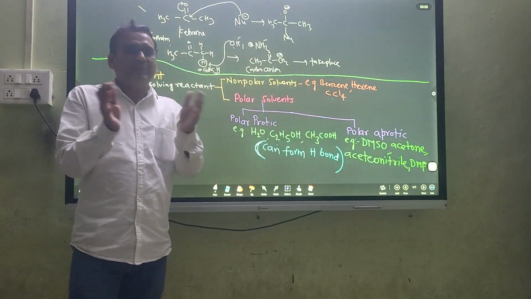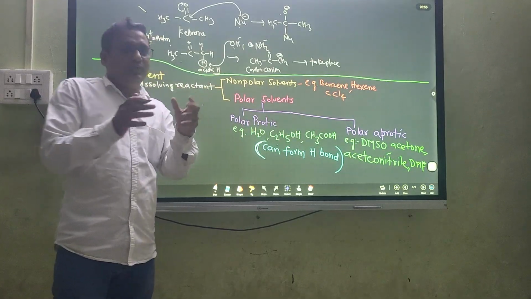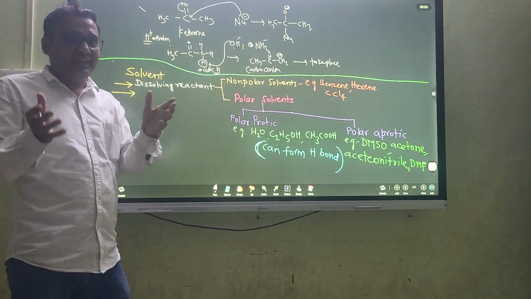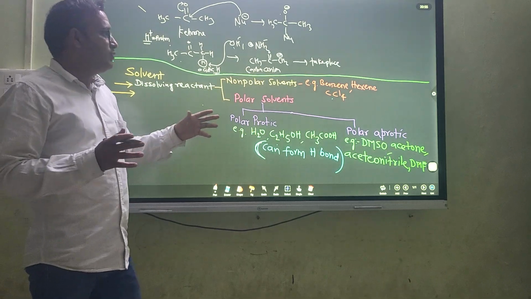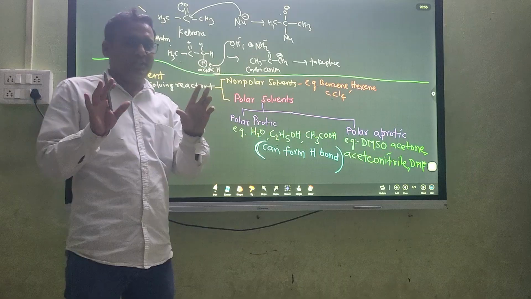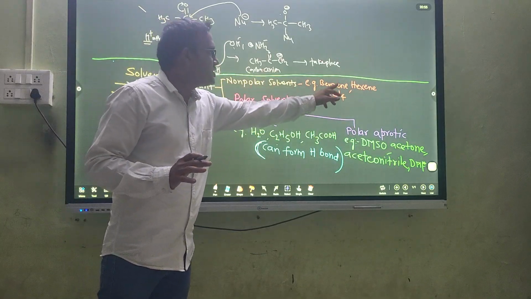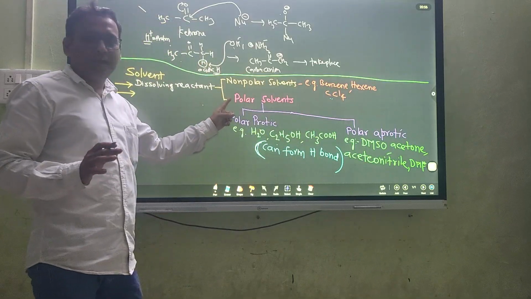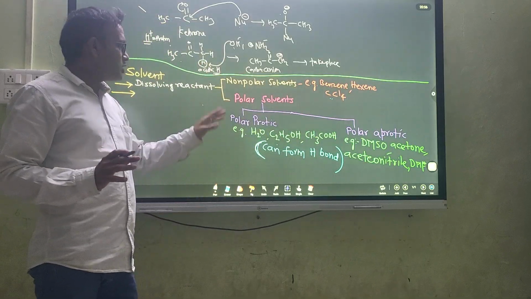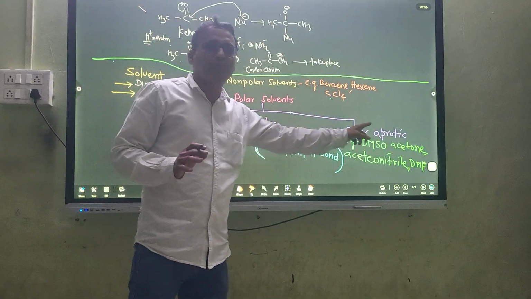If A and B are the reactants, they get into the form of ions by the attack of nucleophiles. At that time the percentage of ionic character is very low, so we use non-polar solvents like benzene, hexane, or carbon tetrachloride. Now the second type is polar solvents. Polar solvents also have two types: polar protic and polar aprotic.